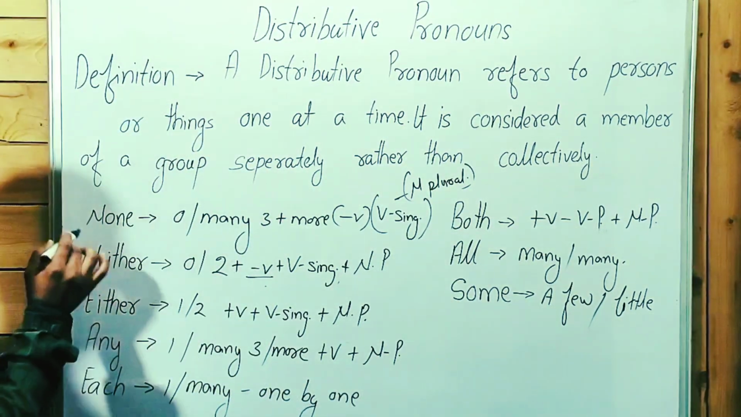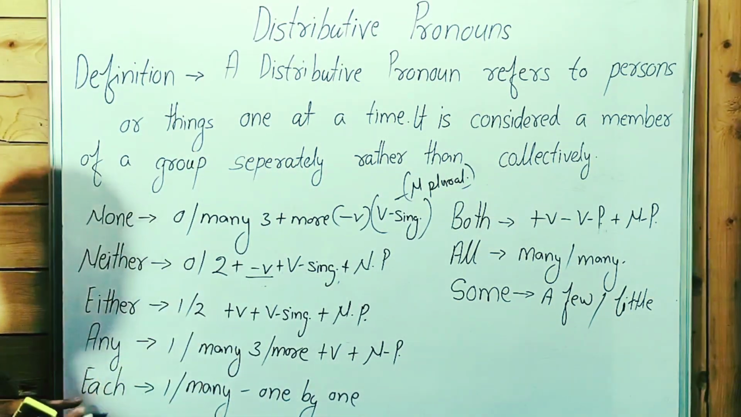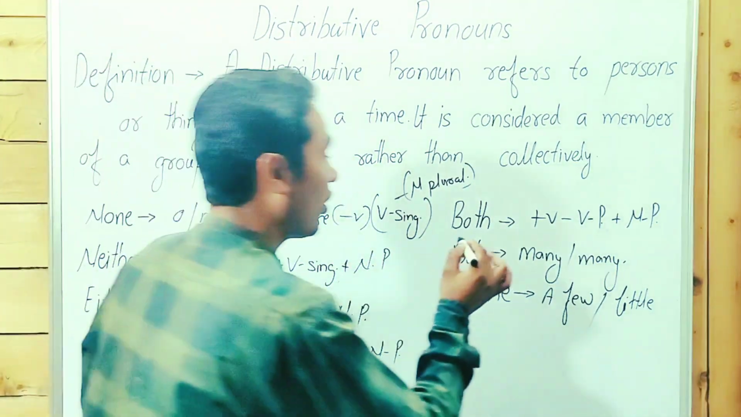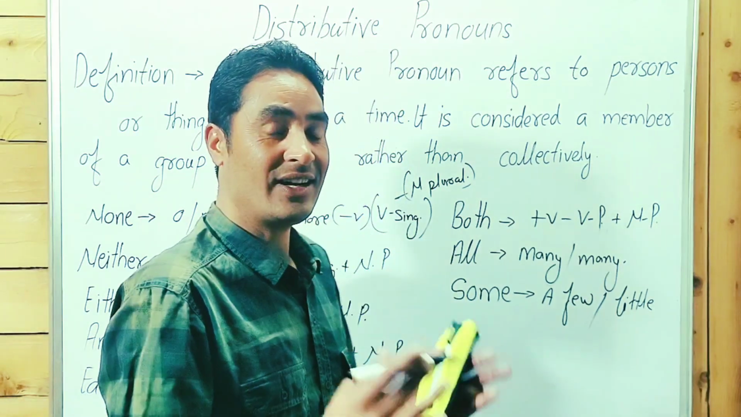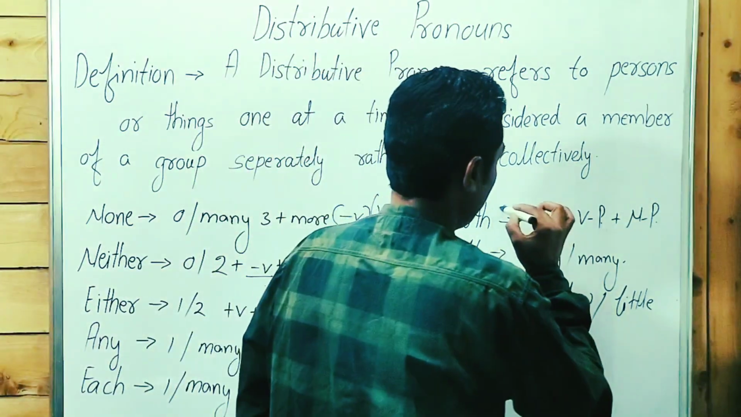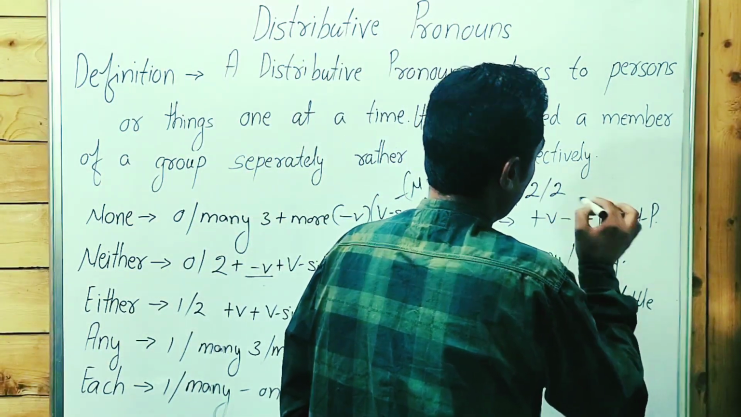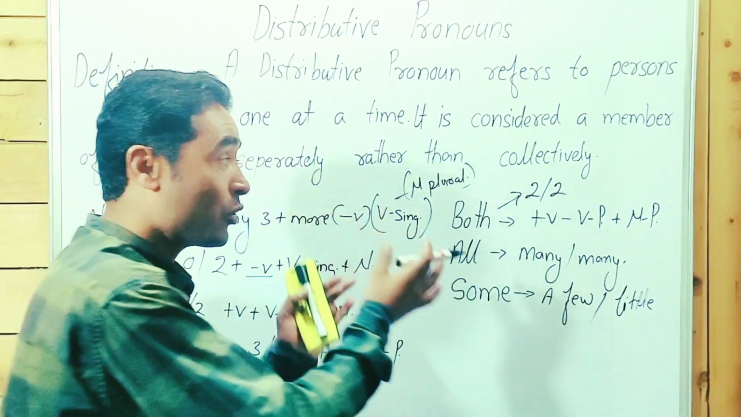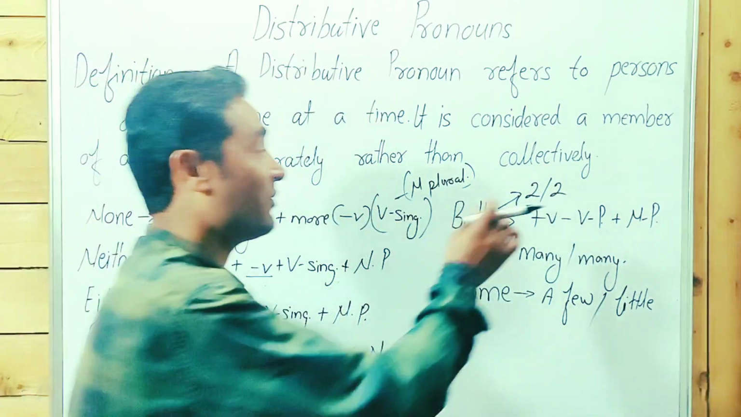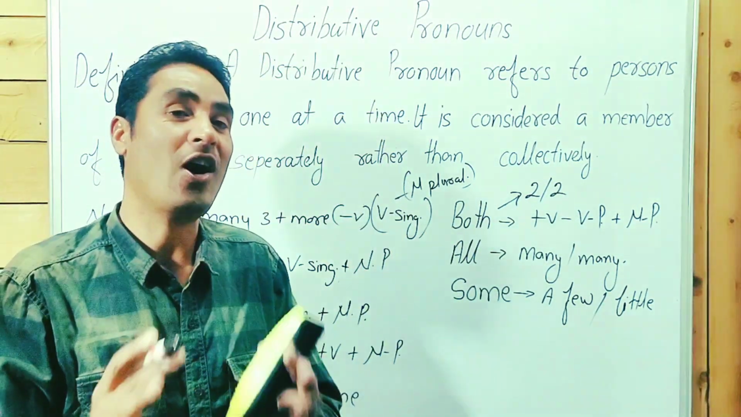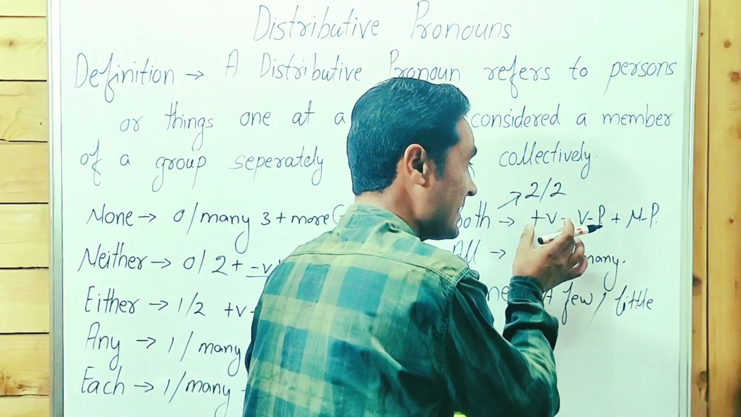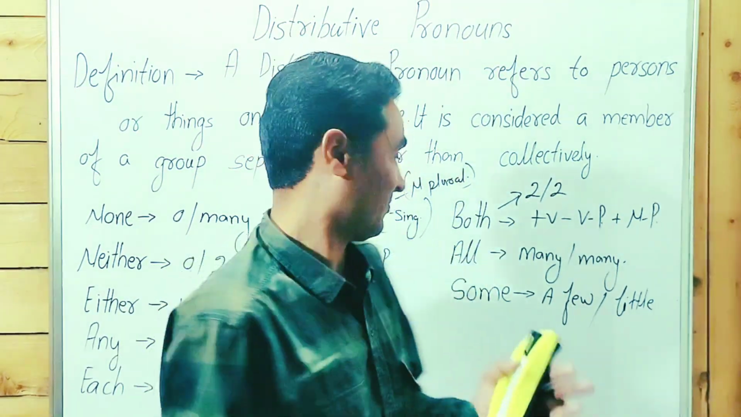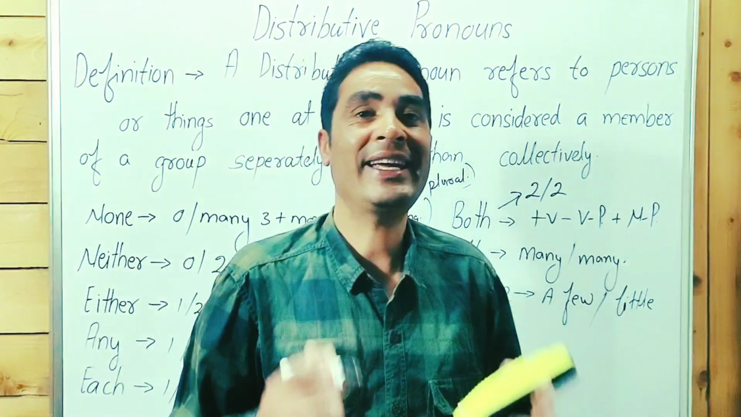Guys, point to be noted. None, neither, either, any, each always take a singular verb and plural nouns. When we talk about both, it stands for, okay, 2 out of 2. Let me write over here. I'm so sorry, there is no space to write. Okay, there is no room to write over here. That's why I am writing roughly over here. Both stands for 2 out of 2 in the positive sense, and both always takes a plural verb and plural nouns.